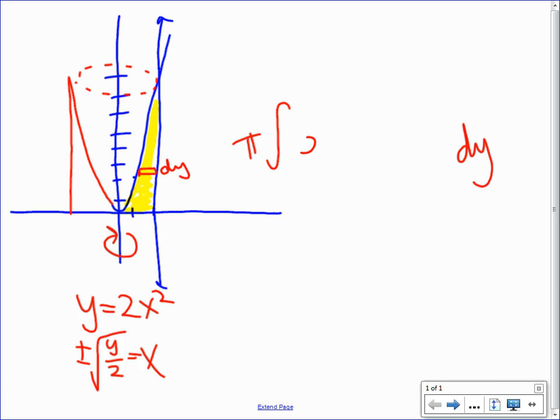So we have 2 squared minus our small radius, which from right to left goes from our parabola to the y-axis. We describe that as the square root of y over 2, squared. Minus 0, we don't have to put the minus 0. Very good. Our limits of integration are going to be from 0 to 8 because we're going with respect to y, so we need to look at the height of our region.